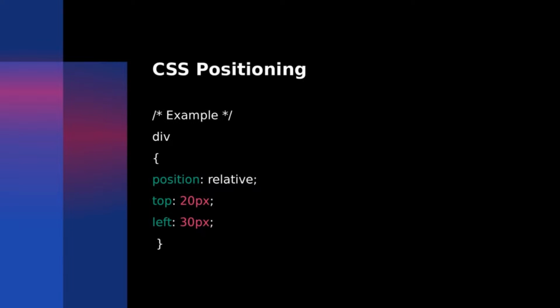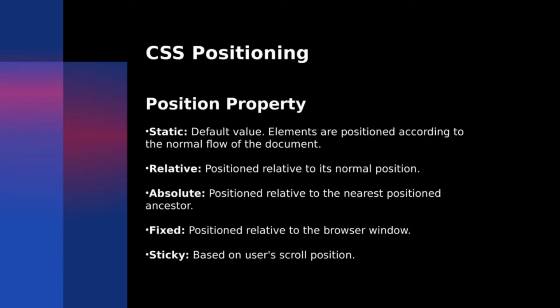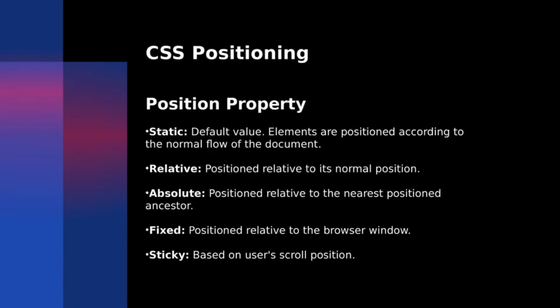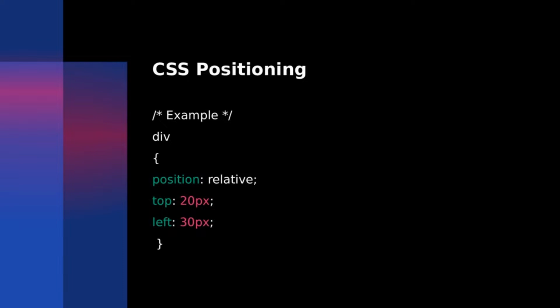So your CSS property is position, and the values that you can enter for this CSS property called position are the ones that we have listed here. Your CSS position property can either be static, relative, absolute, fixed or sticky.